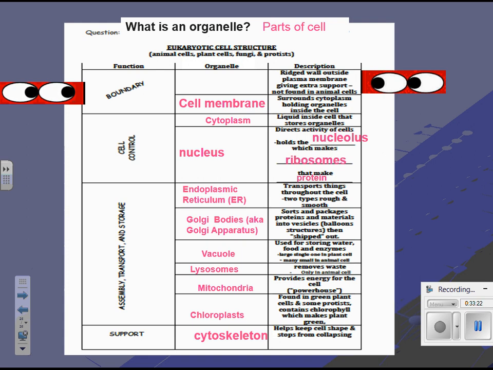I want you to highlight wall outside plasma membrane. And then highlight not found in animal cells. Wall outside plasma membrane, not found in animal cells. Sorry, let it go. And what is this called again? Cell wall.